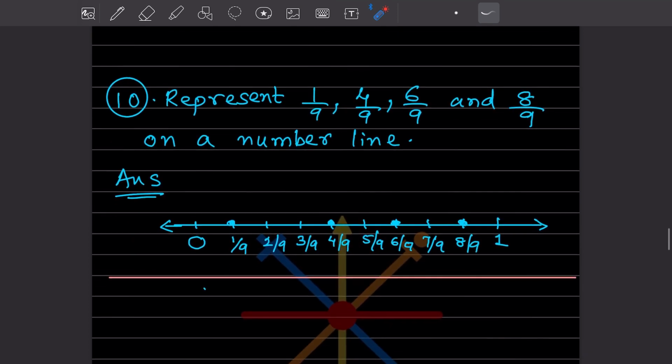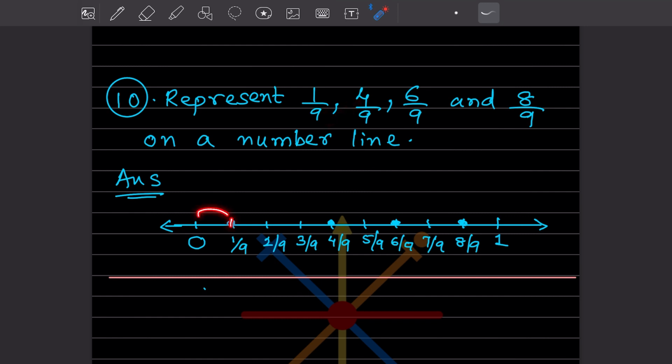So the next one is represent 1 by 9, 4 by 9, 6 by 9 and 8 by 9 on a number line. You see all the denominators are same. Whenever we say 1 by 9, this is going to be less than 1, isn't it? So now what are you going to do? Just draw one line from 0 to 1. In that one, I made 10 divisions over here. But here is 9. So I made here 9 divisions, because the denominator is 9.